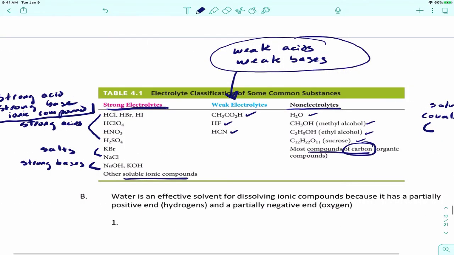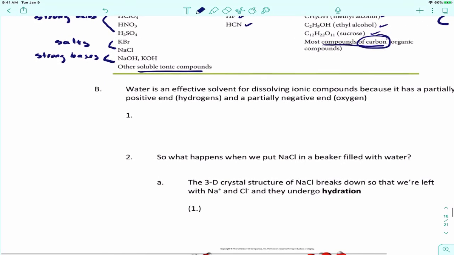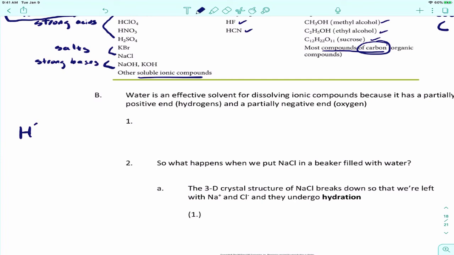Out of the solvents available, water is really like the solvent of choice because we can use water to dissolve ionic compounds because it has a partial positive end where the hydrogens are and a partially negative end with the oxygen. So if this is what a water molecule looks like, where you have two hydrogens and an oxygen, and those dots that I just drew around the oxygen are electrons.